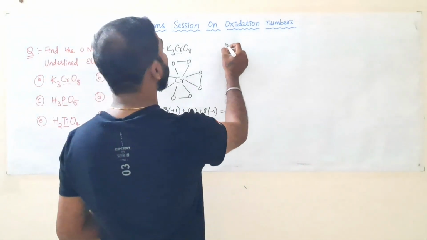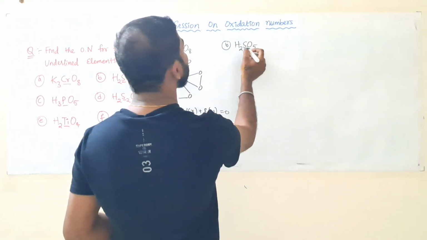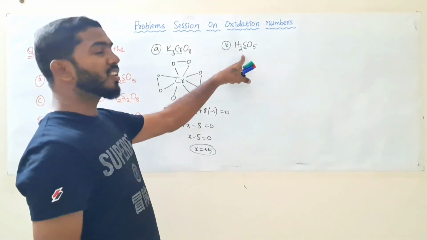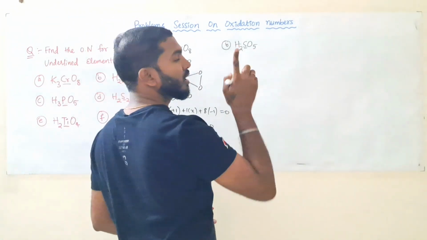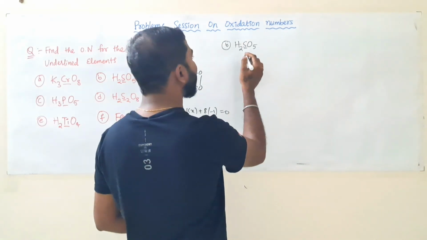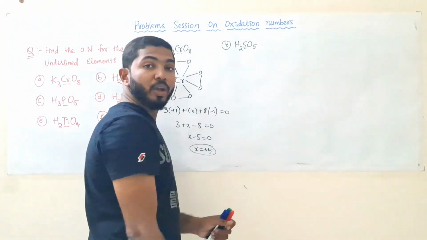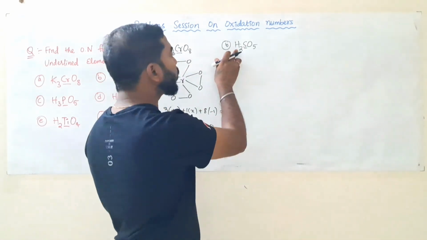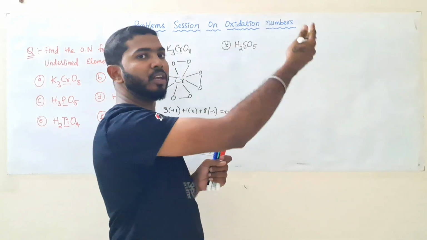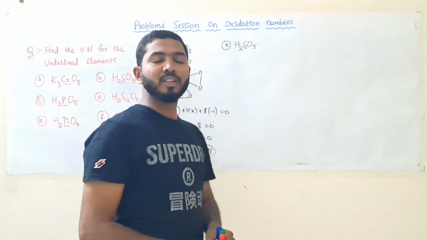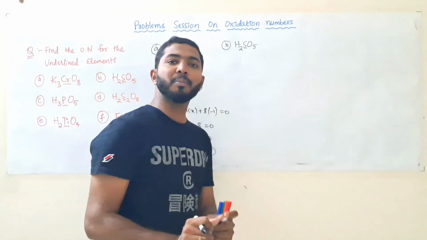Okay, and then moving to the next one, that is H2SO5. This I have taken in my previous video lecture. It is called Caro's acid or peroxymonosulfuric acid, where 2 peroxy oxygens will be there. If you try to calculate by the normal oxidation number method, you are going to get plus 8: 2 into plus 1 plus x plus 5 into minus 2 is equal to 0, and x comes out as plus 8, which is not possible.